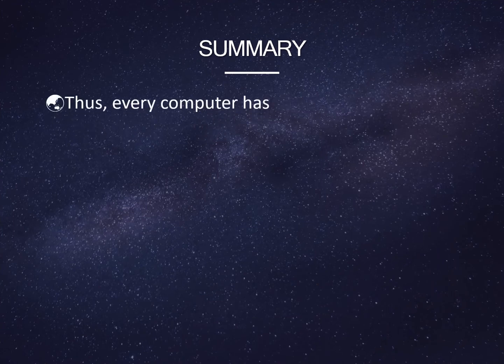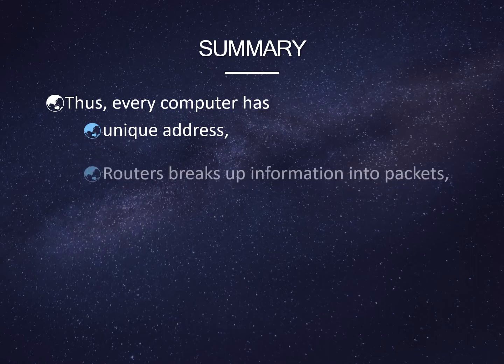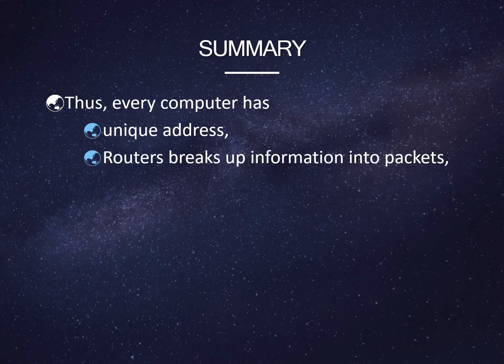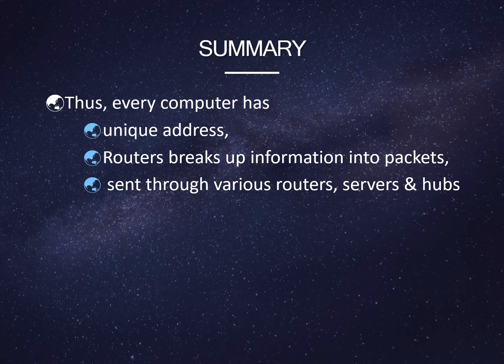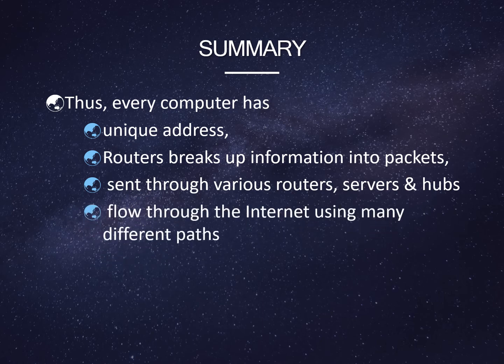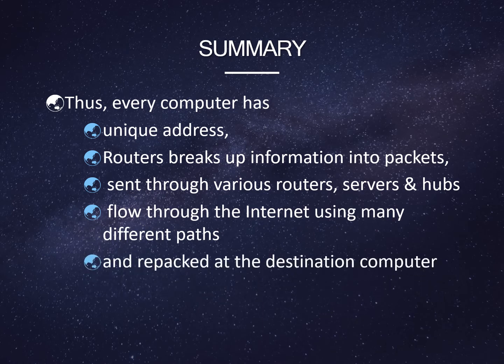In summary, every computer has a unique IP address. It has routers that break up information into packets. These packets are sent through various routers, servers, and hubs. They flow through the internet using many different paths. And when they reach their destination, they are repacked and put together again so they are rendered on your computer.